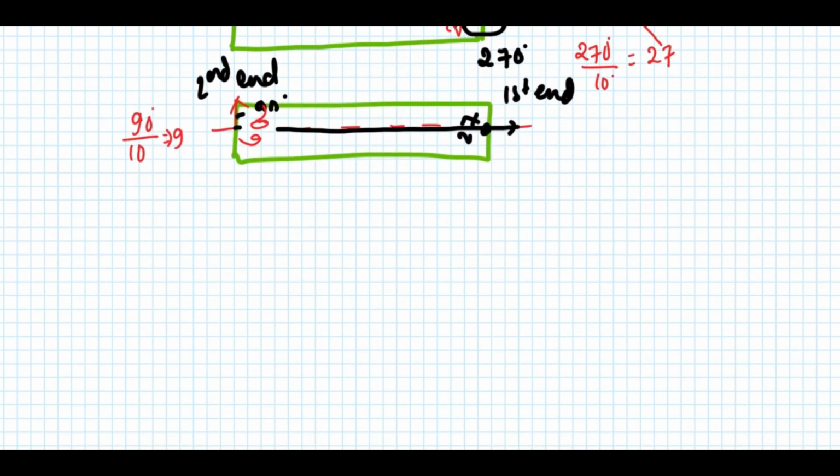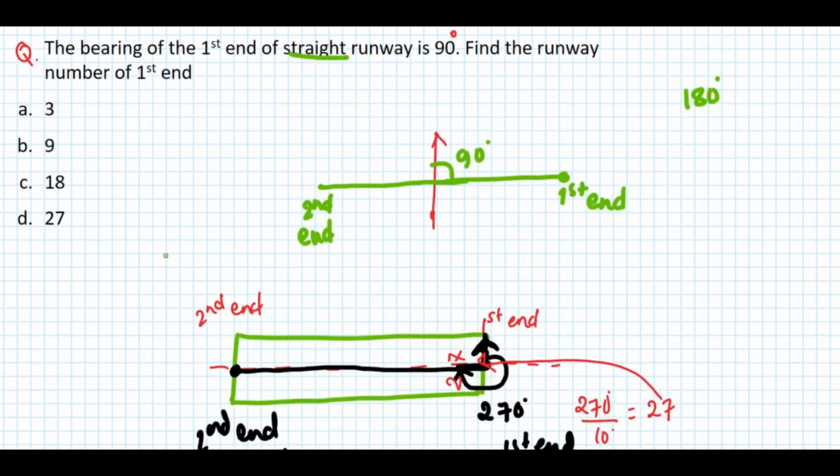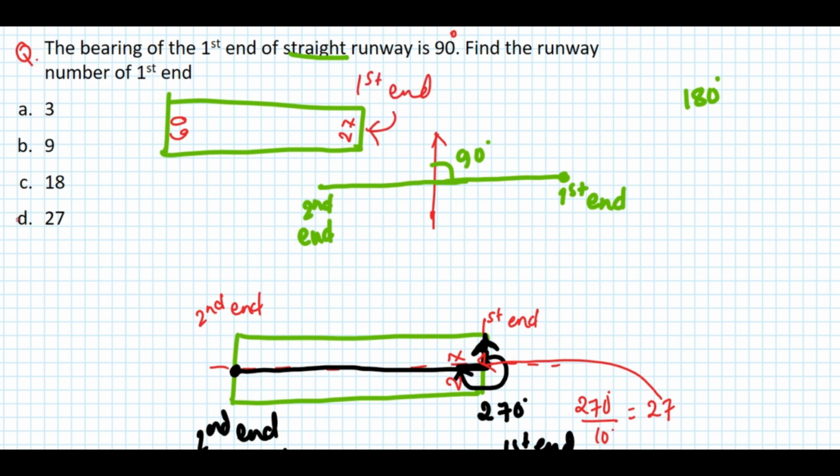So let's draw the final figure. The final figure is like this. This is 27 and this is 09. So their difference has to be 18, right? So our answer for the first end: the first end is 27. So our answer is 27.